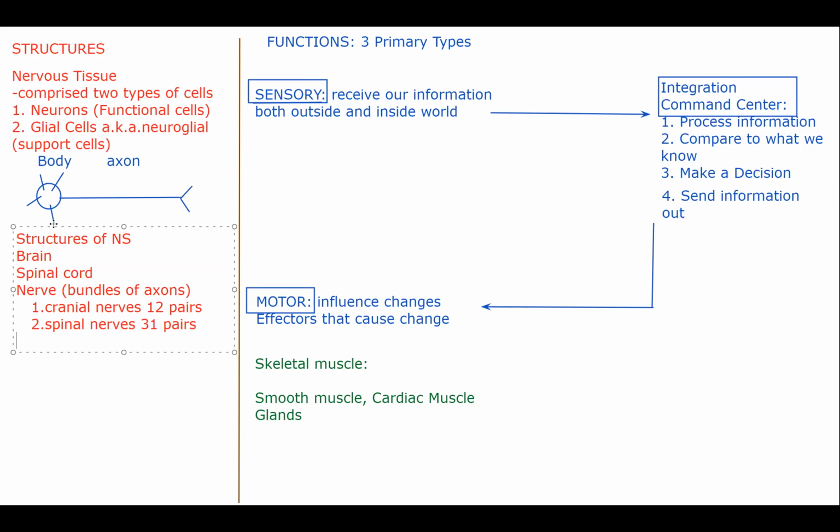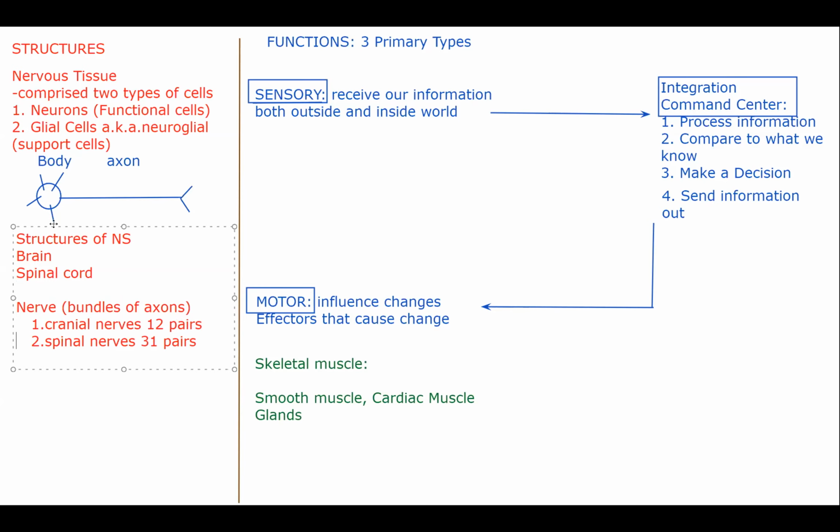We also are going to have bundles of cell bodies. One of the ways that we get a bundle of cell bodies is something we call a ganglion. A ganglion is a cluster of cell bodies.